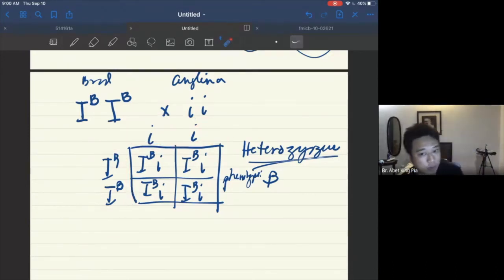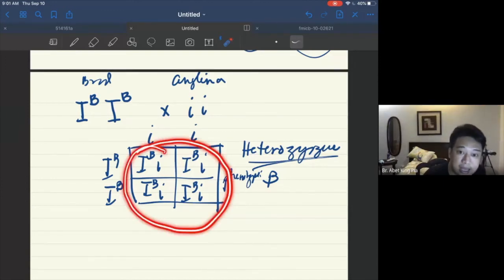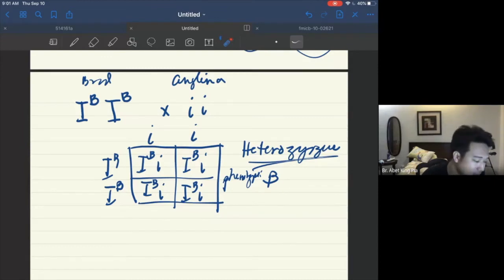So, if we're going to cross them, ang sagot ay ito lang. Pare-pareho yung probability na ang genotype ay big I, B, and small i. So, ang phenotype is only this. Type B lang. Yan.